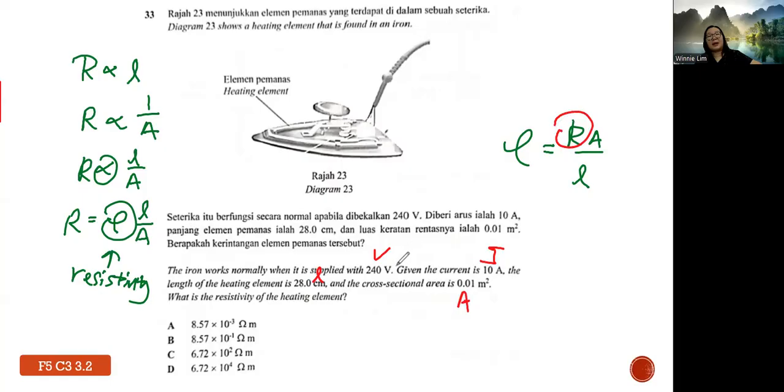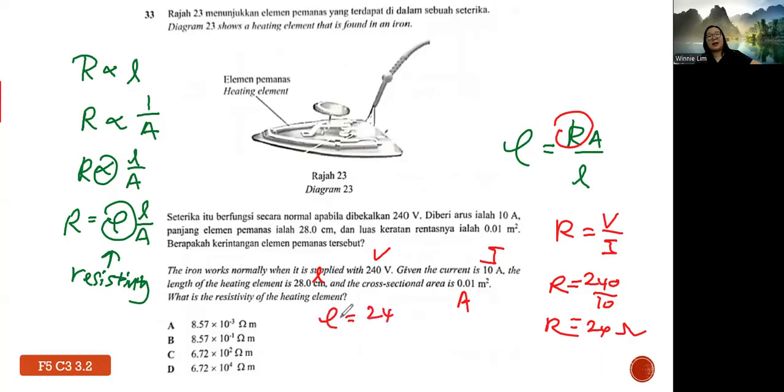But why does the question give you V and I? Because you can also find R using what? V over I, V equals IR, correct? Then you substitute 240 divided by 10, you get 24 ohm for R first. Now you have everything, then you substitute. But before you substitute, another thing is to check whether all are in SI unit. Area 0.01 meter square is SI unit, no problem.